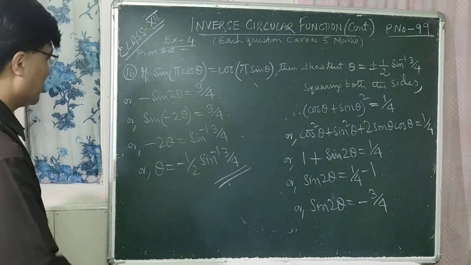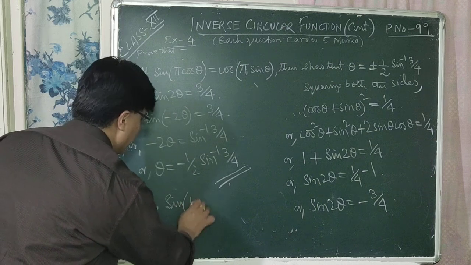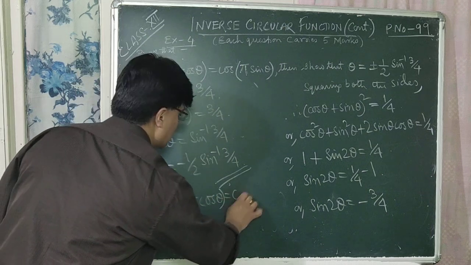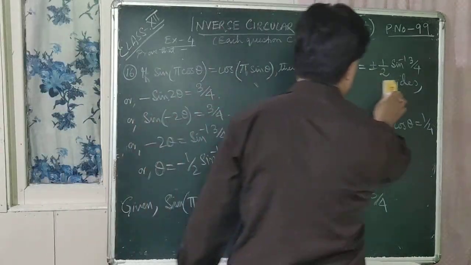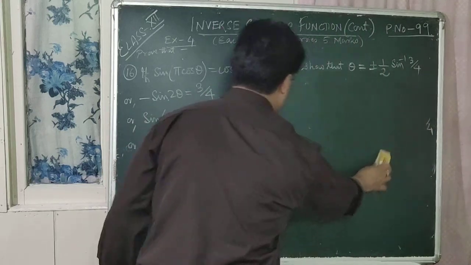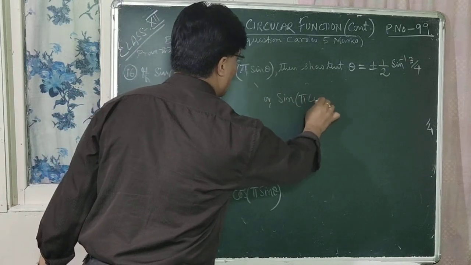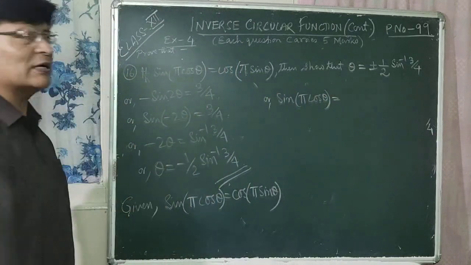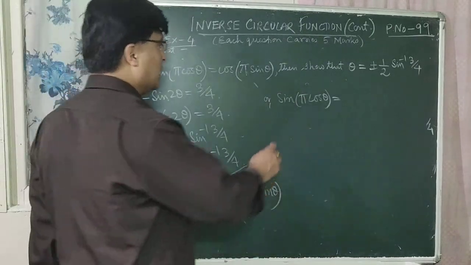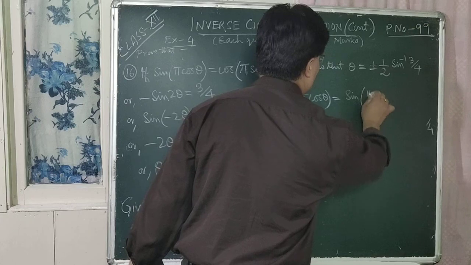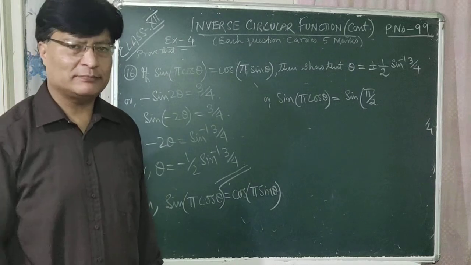So how can you prove it now? Again, given is sine of (pi cos theta) is equal to cos of (pi sine theta). Okay, so this is the given part. Now the left hand side remains the same, that is sine (pi cos theta). Now how can you write down this right hand side? The formula for cos theta: again, if you write sine of (pi by 2 plus theta).